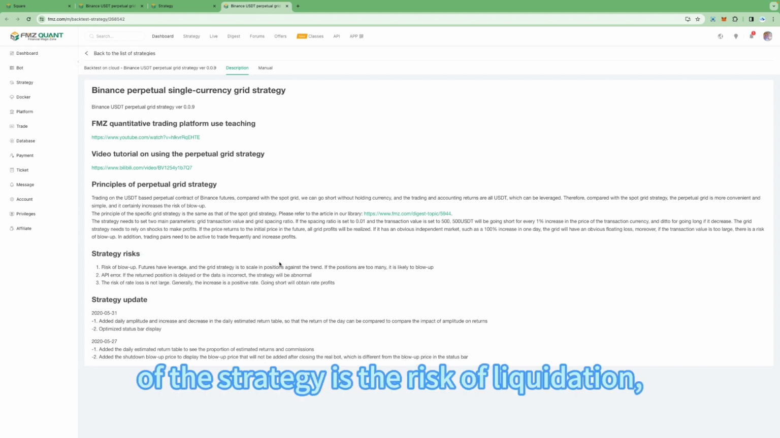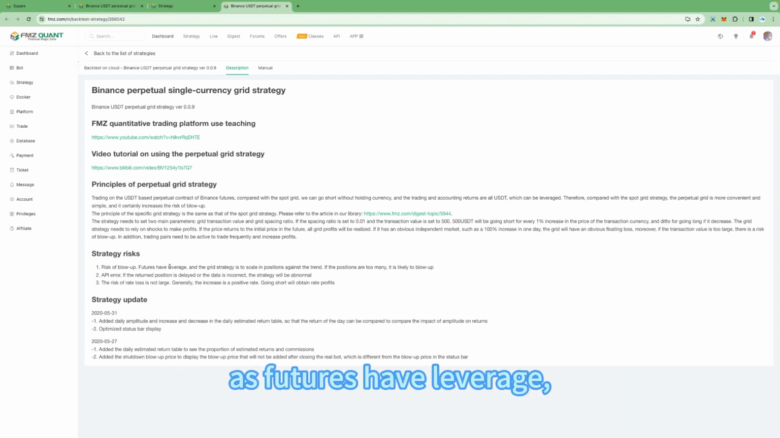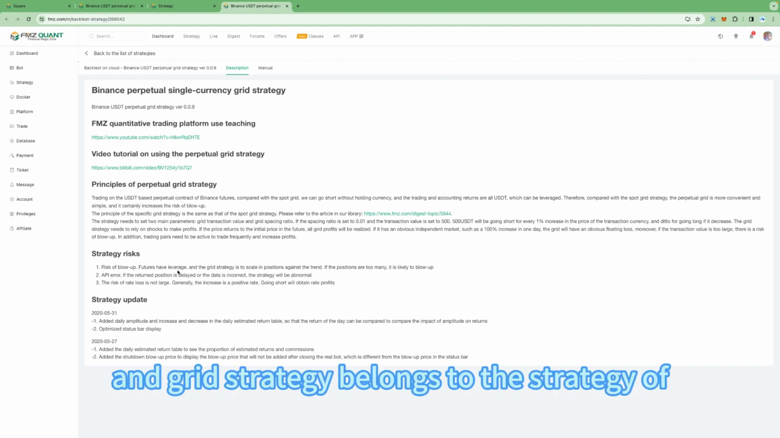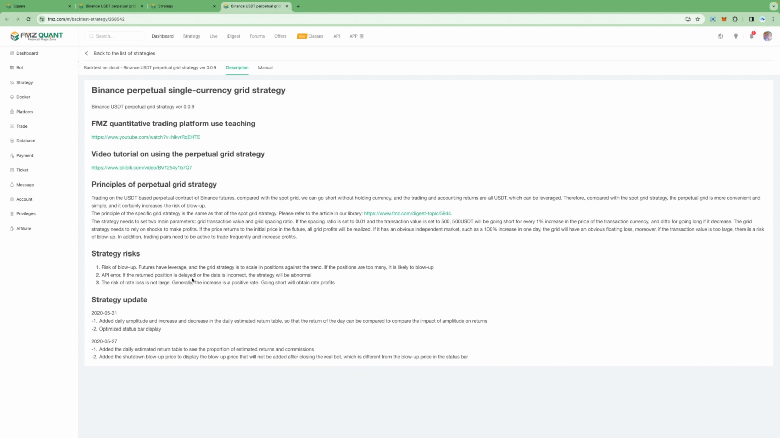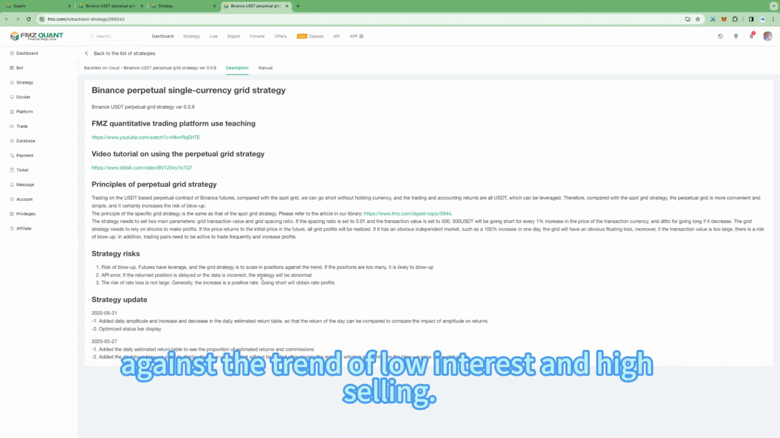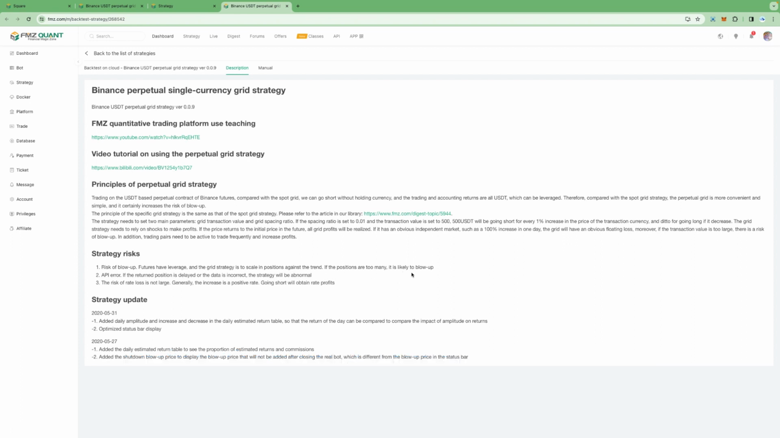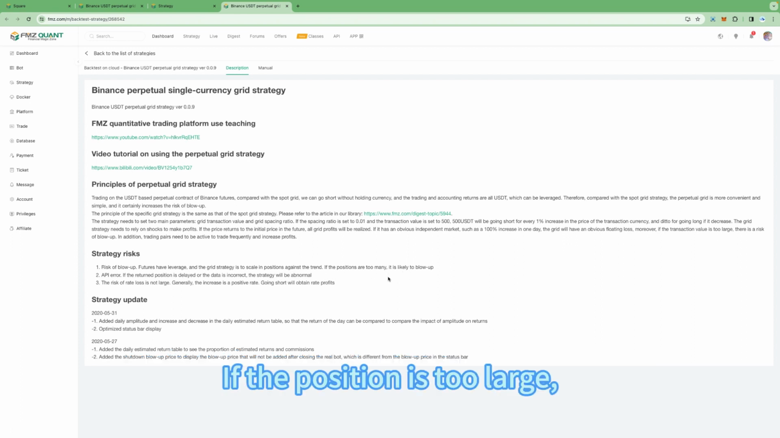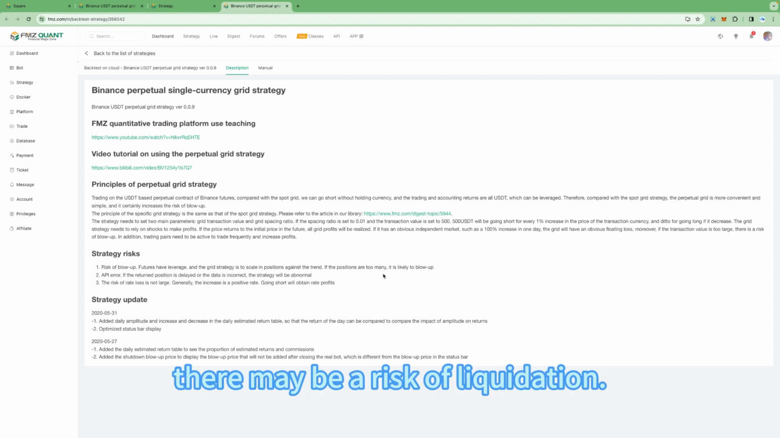The main risk of the strategy is the risk of liquidation. As futures have leverage, and the grid strategy adds positions against the trend, buying low and selling high. If the position is too large, there may be a risk of liquidation.